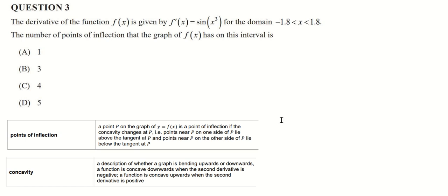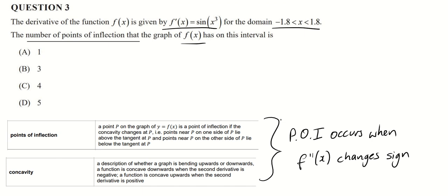So in this problem, we are given the first derivative of a function and told its domain, and we're asked to find the number of points of inflection that the original graph has on that interval. Those two syllabus definitions combined essentially mean that a point of inflection occurs when the second derivative changes sign, either from positive to negative or negative to positive.